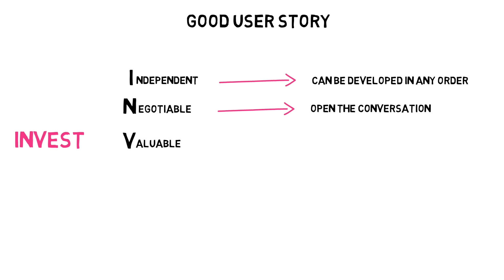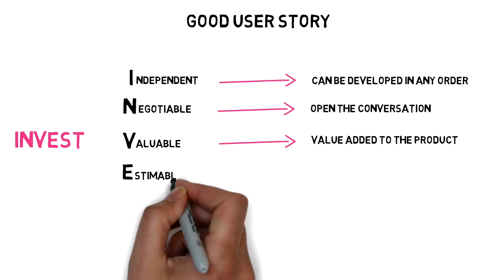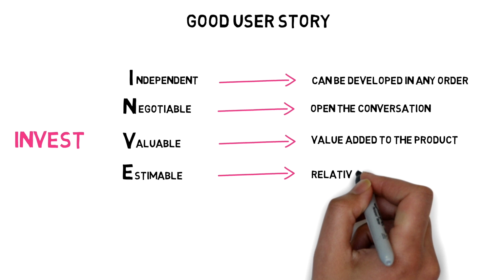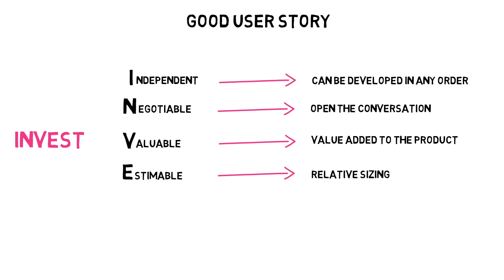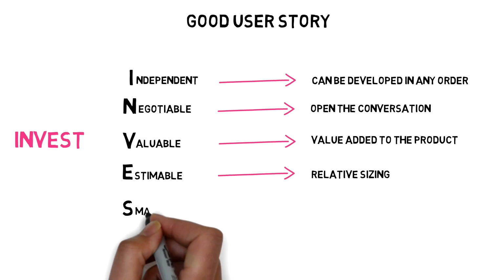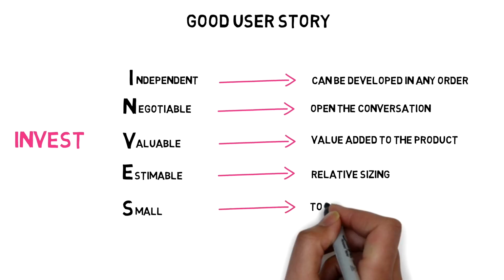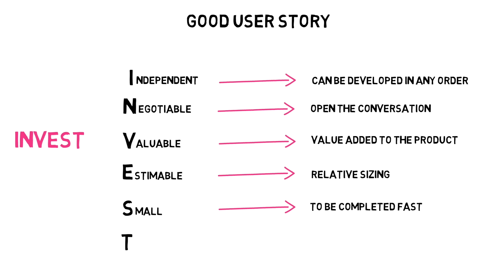Valuable. Each user story must add a value to the product. Estimatable. Each user story must be able to be estimated in relative sizing, such as story points or t-shirt sizing. Small, enough to fit in one sprint and to be completed. And finally, testable. Each user story must be able to be validated and tested. Writing user stories that follow the user story format is a good starting point. Evaluating them for effectiveness against the INVEST goals keeps the user stories small, functional, and testable.